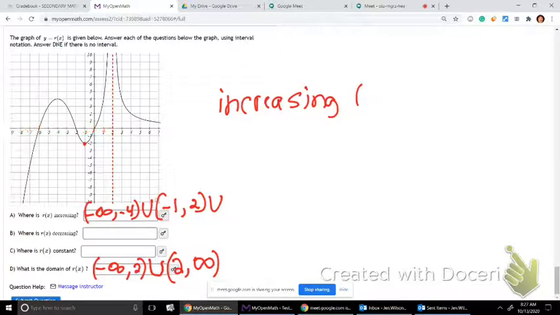So now for decreasing, it starts decreasing at this turning point at negative 4 and keeps decreasing until I get to the next turning point, which is at negative 1. So decreasing, negative 4 to negative 1. And then again, it starts decreasing right here at 2, all the way to infinity. And it's never constant, so we'll put does not exist for that. Does not exist. Pretend those are in a different order. All right, that's all there is to that question.